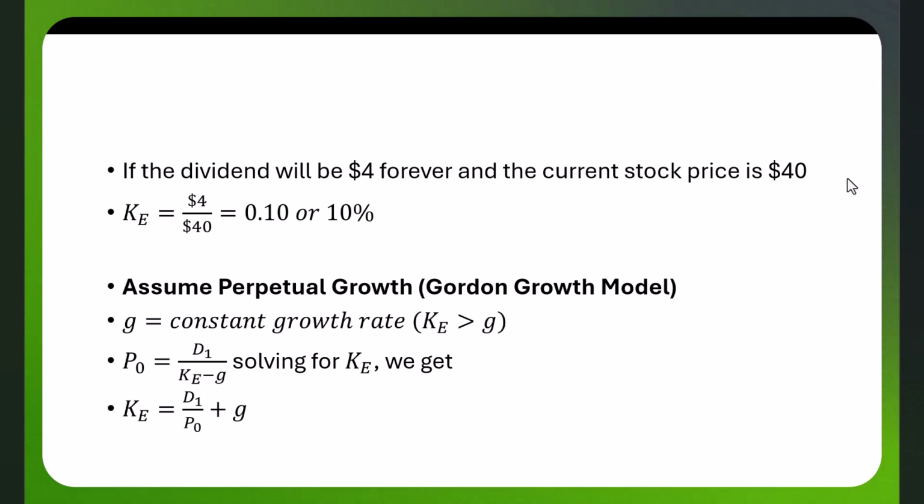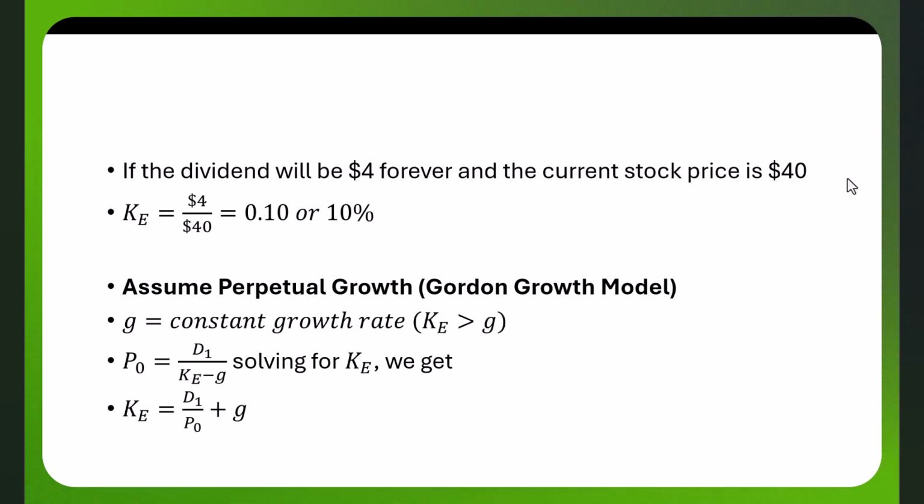If you look at the pricing equation, the price today equals the dividend divided by the cost of equity minus the growth rate of dividends. If G were greater than the cost of equity, you'd have a negative number in the denominator and you'd get a negative stock price, which doesn't really make any sense. So if we solve for the cost of equity, K sub E, we get that it equals the dividend next period divided by the current price, plus the growth rate of dividends.